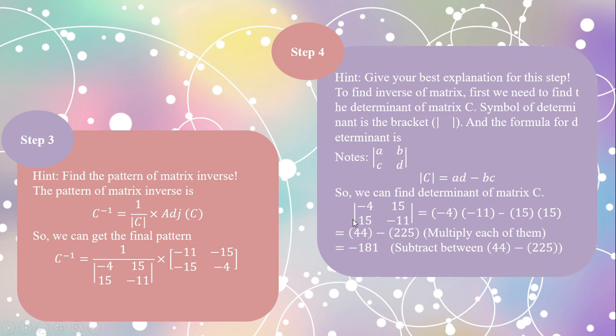-4, 15, 15, and -11 is equal to -4 multiplying by -11 subtract by 15 multiplying by 15. So we can get 44 subtract by 220 is equal to minus 181.